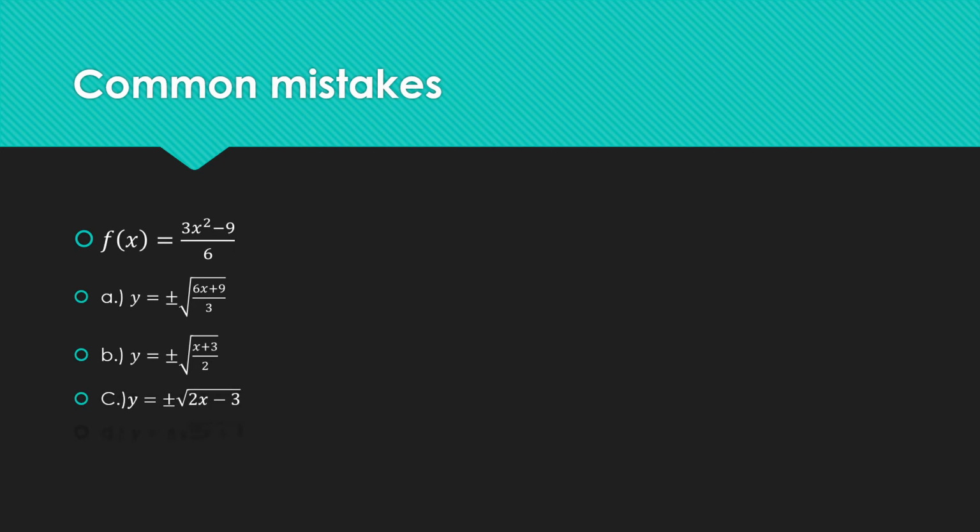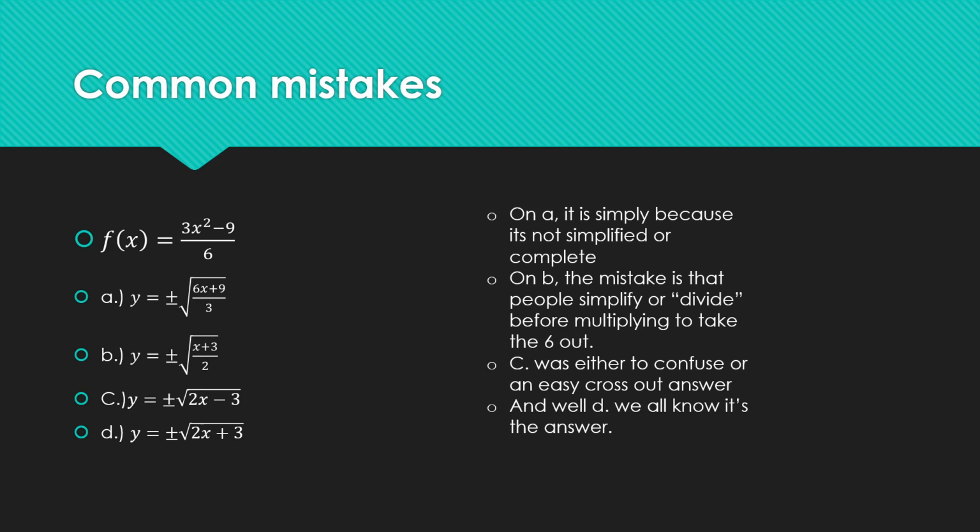So on A, it is simply because it's not simplified or complete. Everyone usually commits this mistake because it's 6x plus 9 and then over 3, and people just leave it like that, and they just don't simplify it.